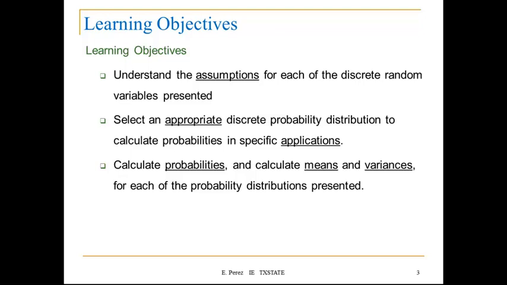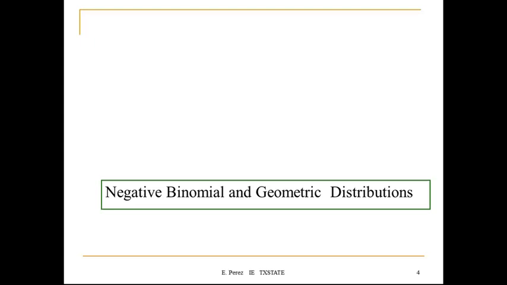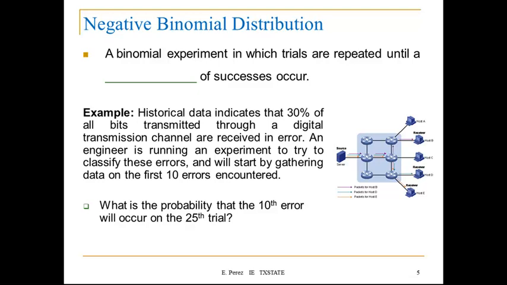Okay, so let's continue with this lecture. And specifically, we're going to start with discussing the negative binomial and the geometric distribution. So the negative binomial is a binomial experiment in which trials are repeated until a fixed number of successes occur.